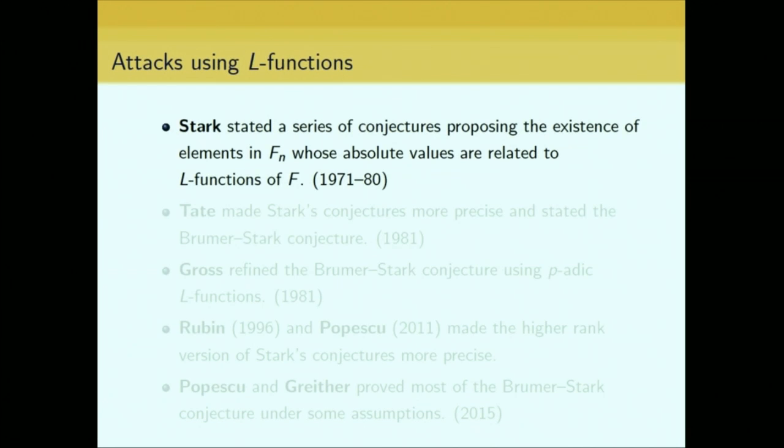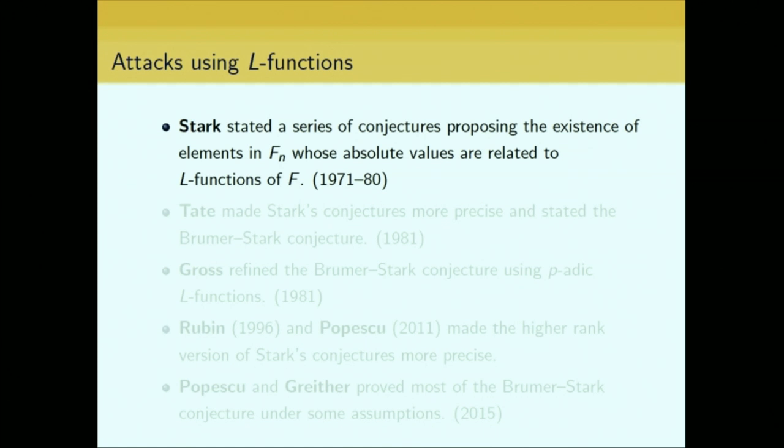Okay, so let me just give some historical background about the strategy, the method that I'm using, which is using L-functions and more specifically Stark's conjectures. So Stark stated a series of conjectures proposing the existence of elements in F_n. I apologize, I haven't defined F_n. F_n is the ray class field of conductor n. So this you can just replace that F_n with F^ab, the maximal abelian extension. So proposing the existence of elements in abelian extensions of F whose absolute values are related to L-functions of F.